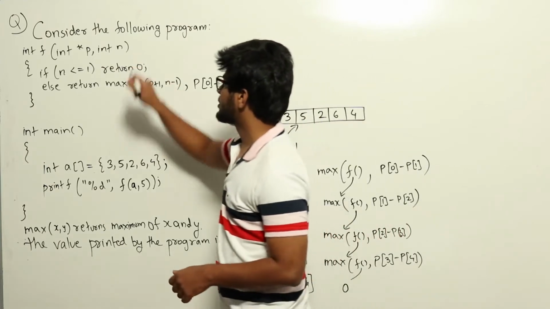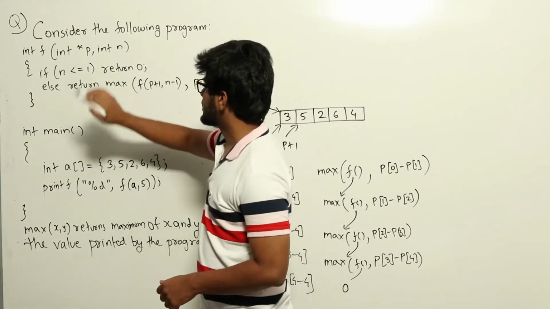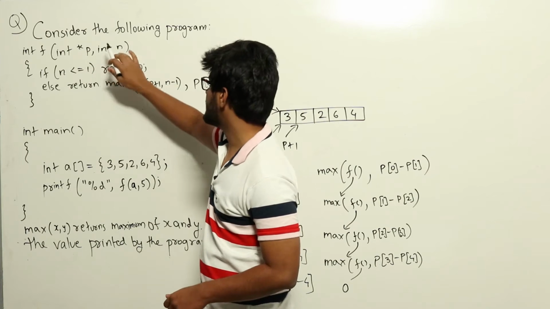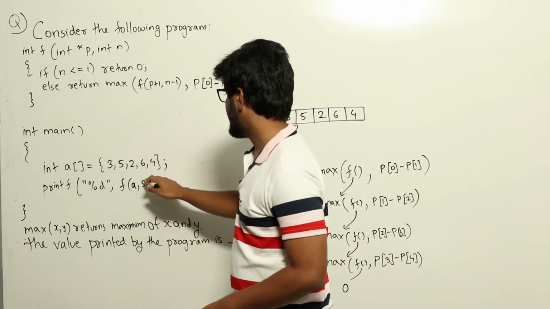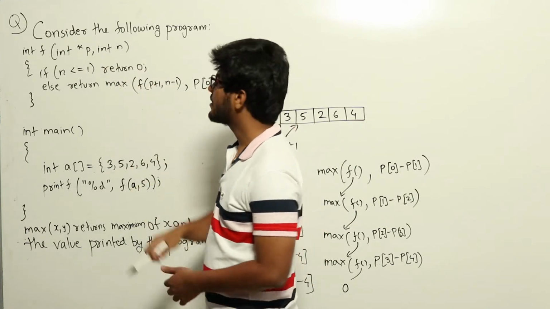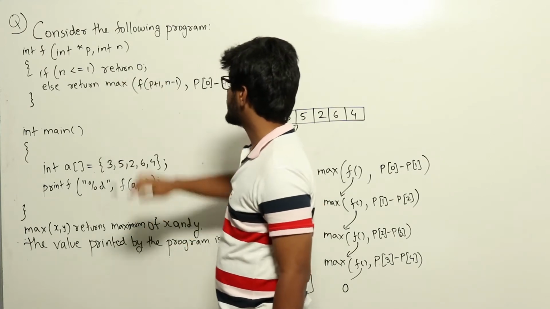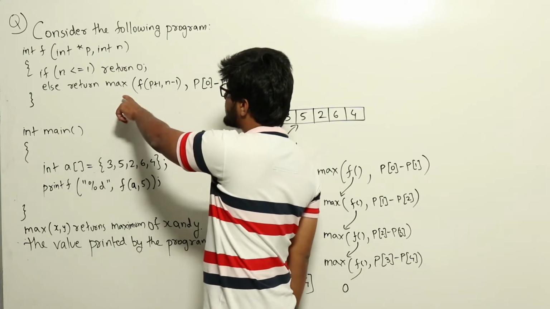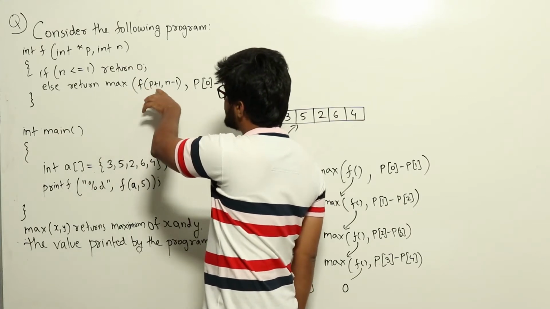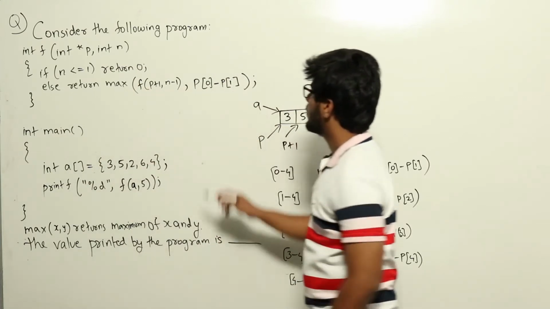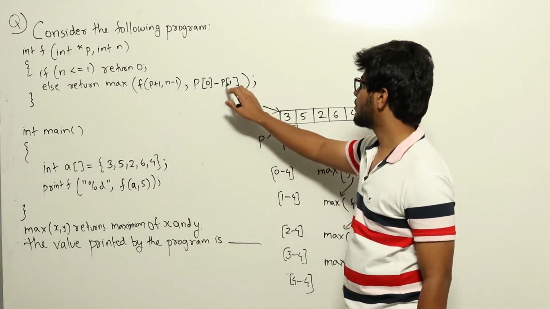Now let us look at this function. To the function we are passing the array and an integer n. Now we see n is 5 here, so n is the size of the array. So an array and the size of the array we are passing here. If n is less than or equal to 1, return 0, else return max of f(p plus 1, n minus 1), comma, p[0] minus p[1].